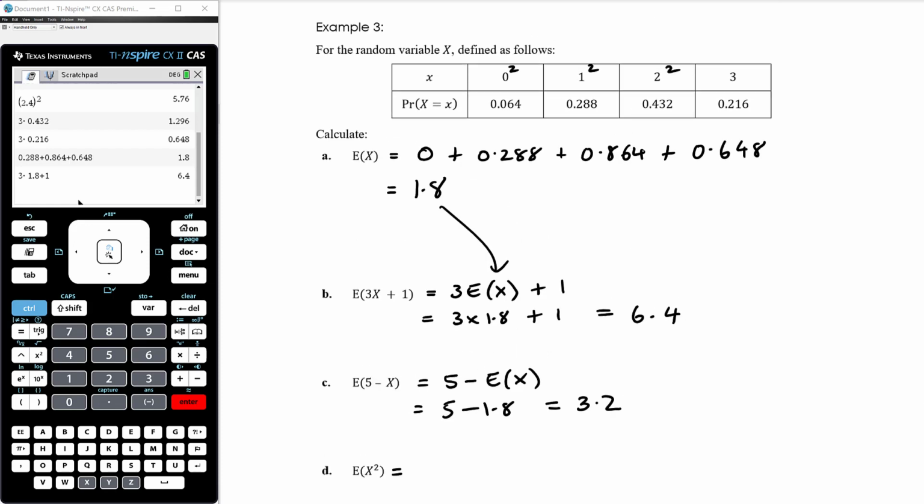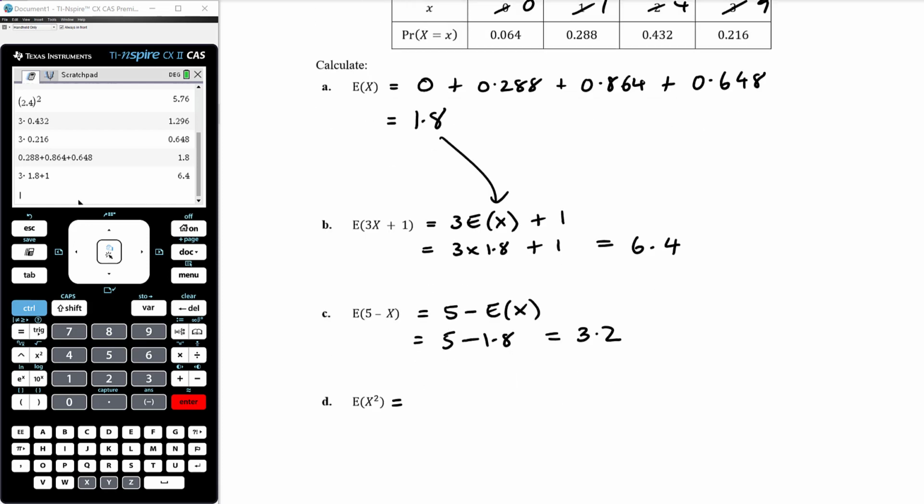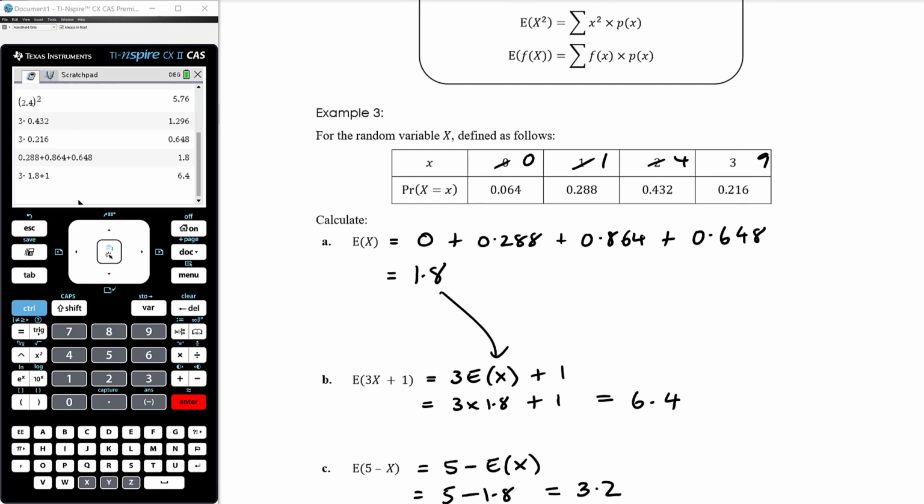So we need to square each of those values, okay? So they're going to become 0, 1, 4, and 9. And this time we're going to be doing 0 times 0.064 plus 1 times 0.288 plus 4 times 0.432 plus 9 times 0.216. So we've squared each of the x values, okay, and multiplied them by their respective probabilities.